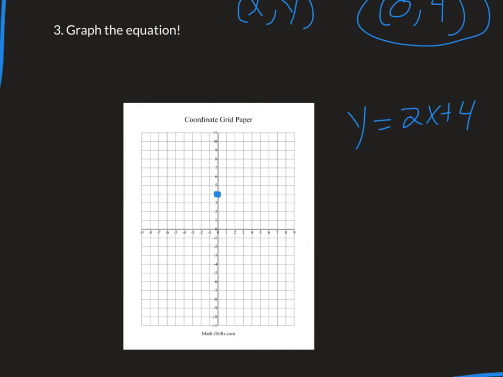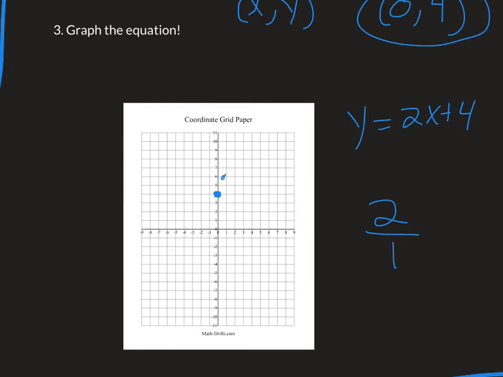Then, because we know that slope is rise over run, our slope will be 2, or 2 over 1, because anything divided by 1 is itself. So 2 divided by 1 is 2. So 2 and 2 over 1 are the exact same things. So what we're going to do is go up 2 because our rise is 2, and go over 1 because our run is 1. So we're going to go up 1, 2, and over 1.